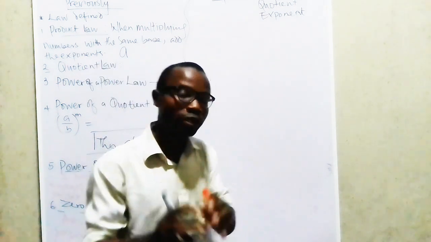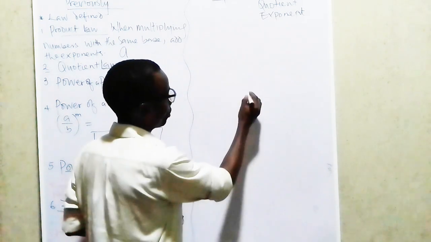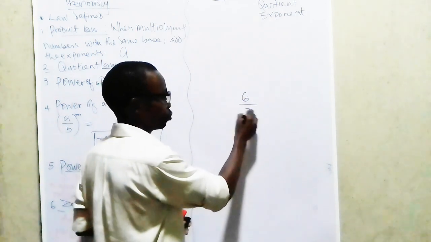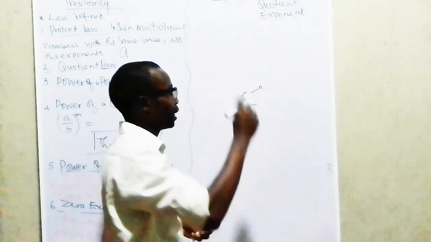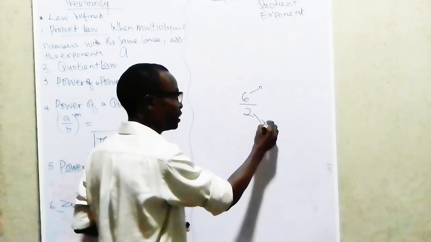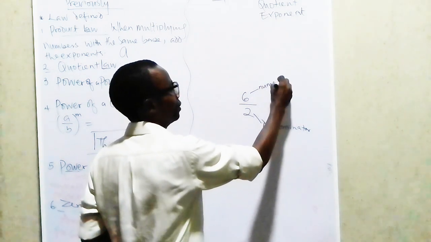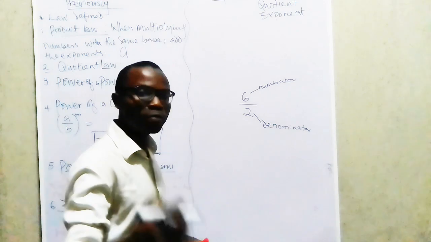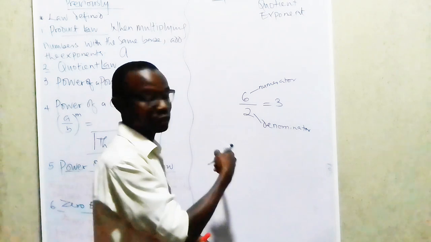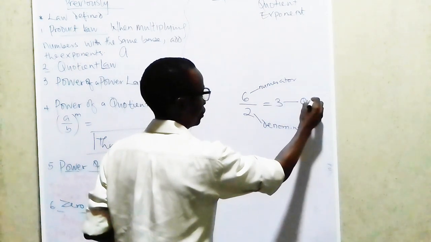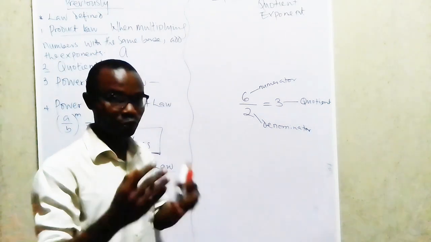In other words, one is called the numerator. For example, we have 6 divided by 2. In this case, the 6 is called the numerator, and the 2 is called the denominator. Now, the number that results when you divide this is 3. 6 divided by 2 is 3. Now this 3 is called the quotient. So the quotient is the number that results from it. That's just a quick recap.